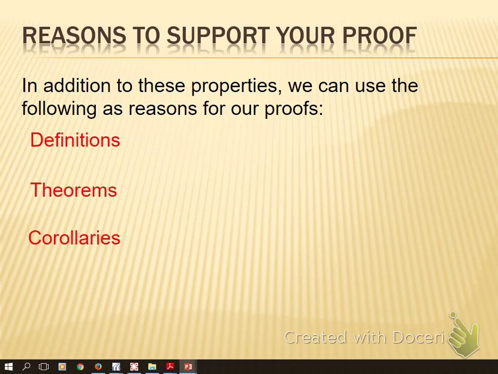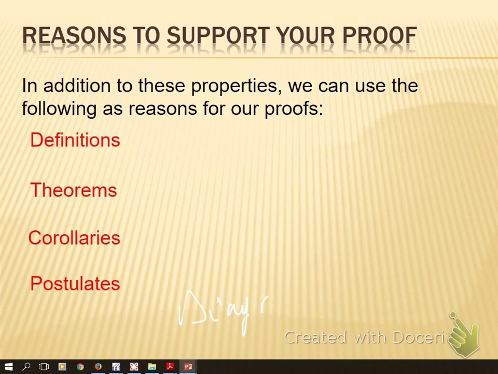Corollaries are just amendments to proofs. They're more specific examples of theorems, amendments of theorems. We can use those too. And then postulates. We've talked about postulates, those rules that are just accepted as being true without proof. We can use those to help us write statements. And the last thing I'll say is that we can use a diagram.